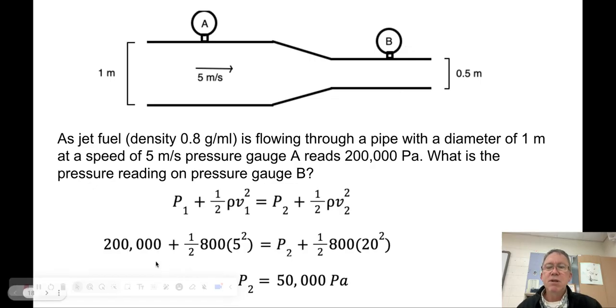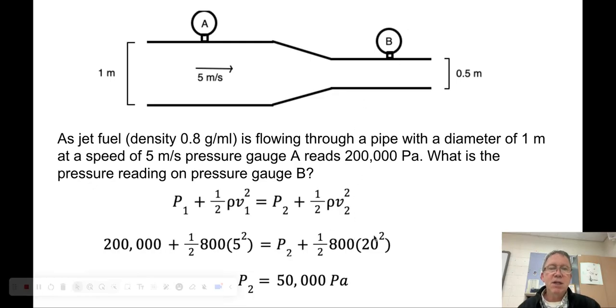And now I just substitute in, so I know that this pressure reading was 200,000, or 200 kPa. I know that this was my density. Now, you've got to remember here that 0.8 grams per milliliter, or grams per cubic centimeter, times 1,000 gives you kilograms per cubic meter. And you've got to be working in kilograms per cubic meter to do this. So you've got to make that conversion, okay? Times velocity squared is going to equal this new one, which I'm trying to solve for.